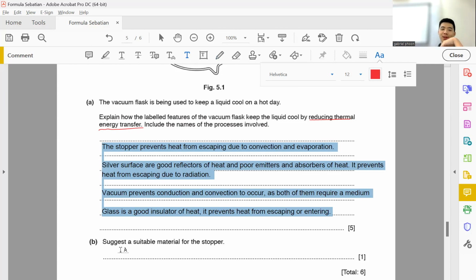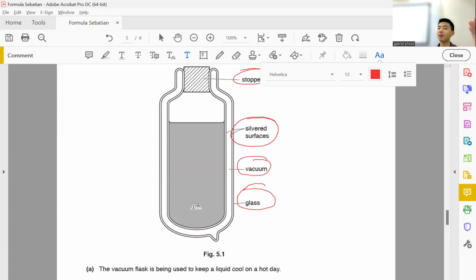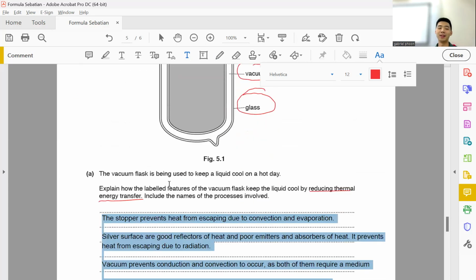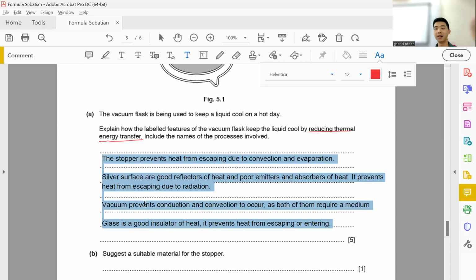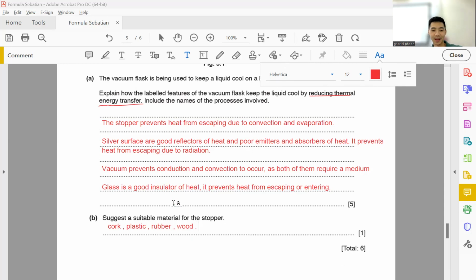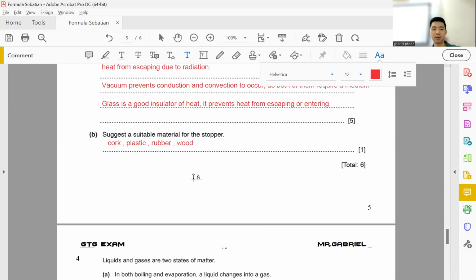Okay, and then the final one here. Suitable material for this stopper. For some reason, some of you dared to write metal. It's definitely not supposed to be a metal, right? It's supposed to be some form of insulator. What form of insulator would that be? Plastic, rubber, wood, anything, literally anything except metal.